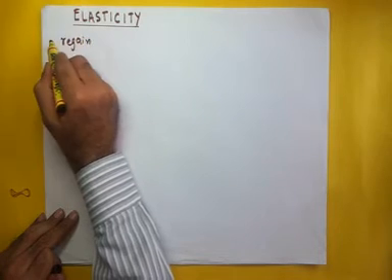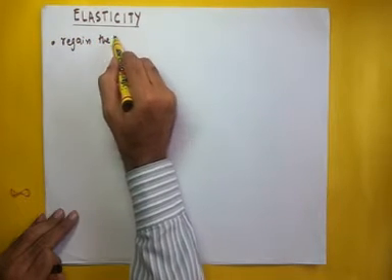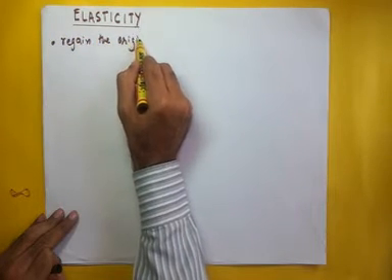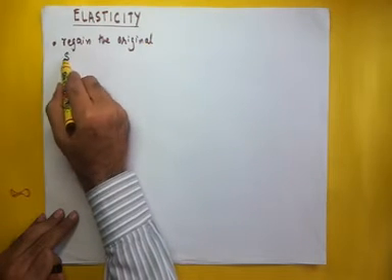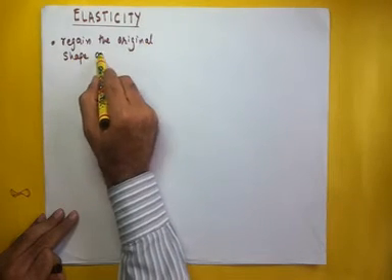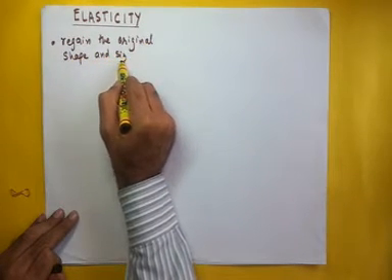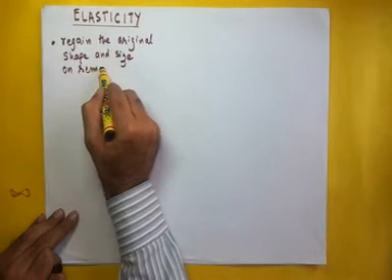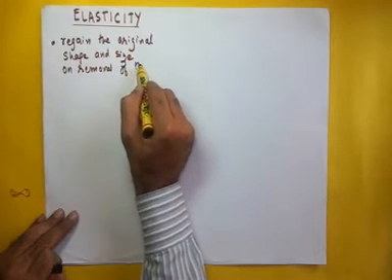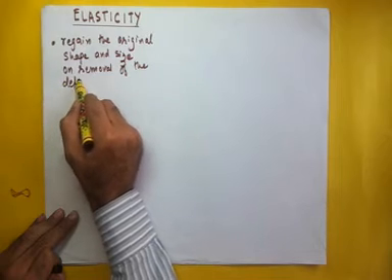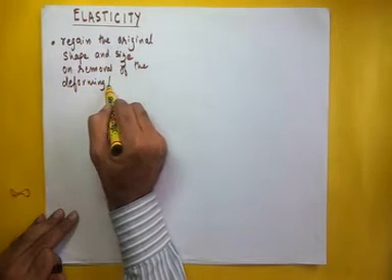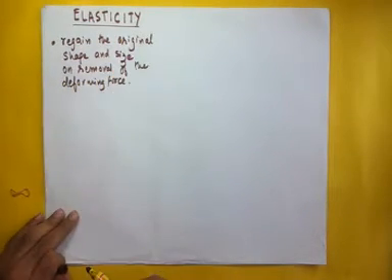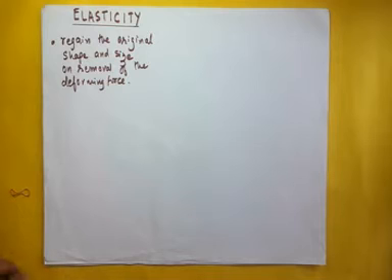regain the original dimensions or shape and size on removal of the deforming force. Now, this property of a substance, or any material, is known as elasticity.